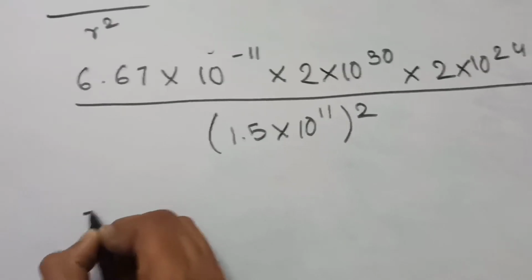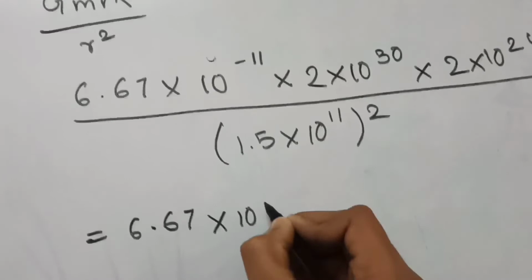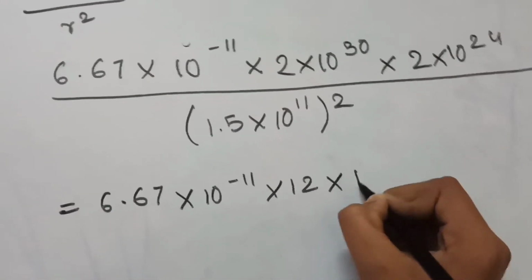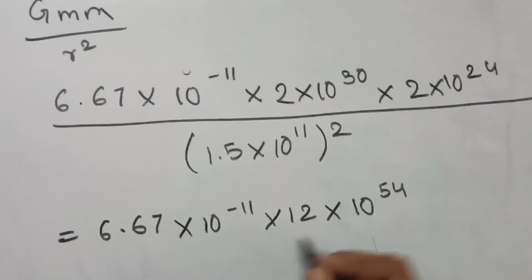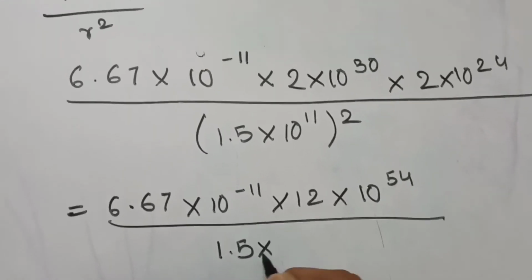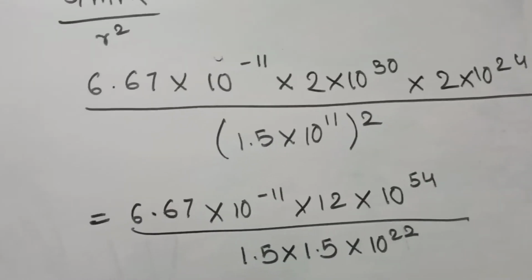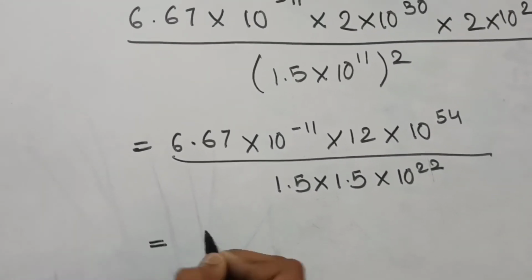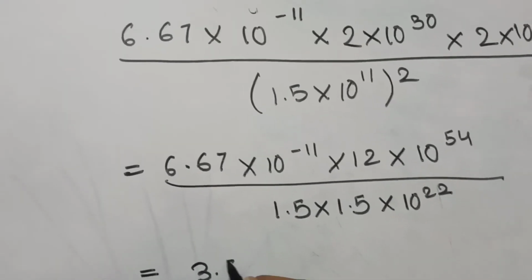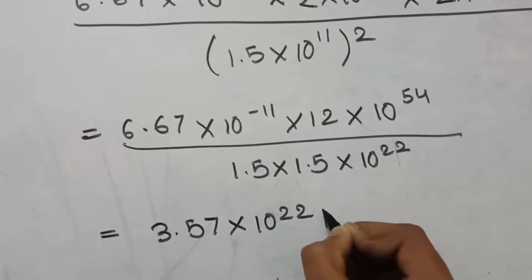So now this will be equal to 6.67 into 10 to the power minus 11 into 12 into 10 to the power 54 by 1.5 into 1.5 into 10 to the power 22. So the final answer we got, the force of gravitation between Sun and Earth, that will be 3.57 into 10 to the power 22 newtons.